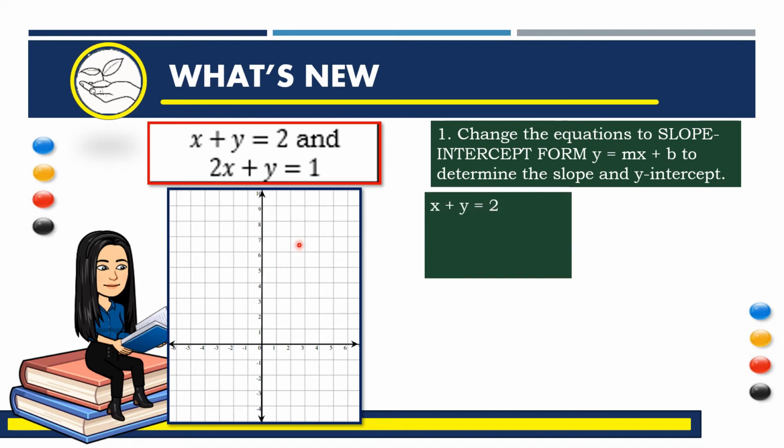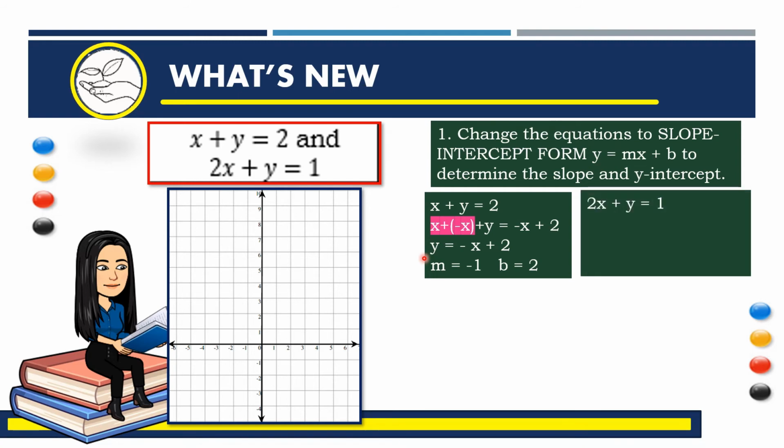So let's start with x plus y is equal to 2. In order to transfer the x to the left side, we need to add both sides by the additive inverse of positive x, which is negative x. So, we can cancel out x on the left side, and we have y is equal to negative x plus 2, where m is equal to negative 1, and our y-intercept is equal to 2. And for the equation 2x plus y is equal to 1, we do the same principle, add the additive inverse of positive 2x, which is negative 2x, to both sides, to cancel the 2x on the left side. So we will have the equation y is equal to negative 2x plus 1, where our slope is equal to negative 2 and the y-intercept is equal to 1.